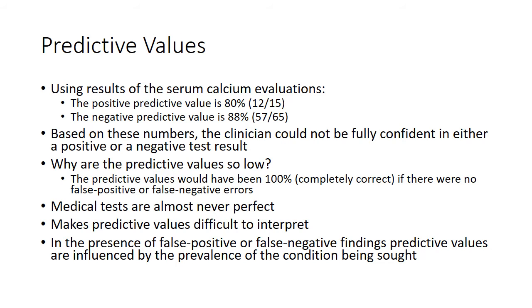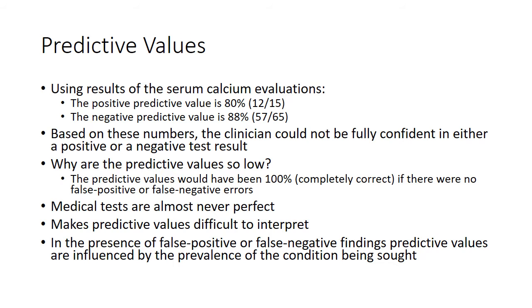And so you can't really be fully confident. It's considered a B average, but typically you're trying to shoot for a lot higher for your patients, obviously. And the only way you could ever get these to be 100% is if there were no false positives or false negatives, right? But again, medical tests are almost never going to be perfect, and they can make it pretty difficult to interpret these predictive values.